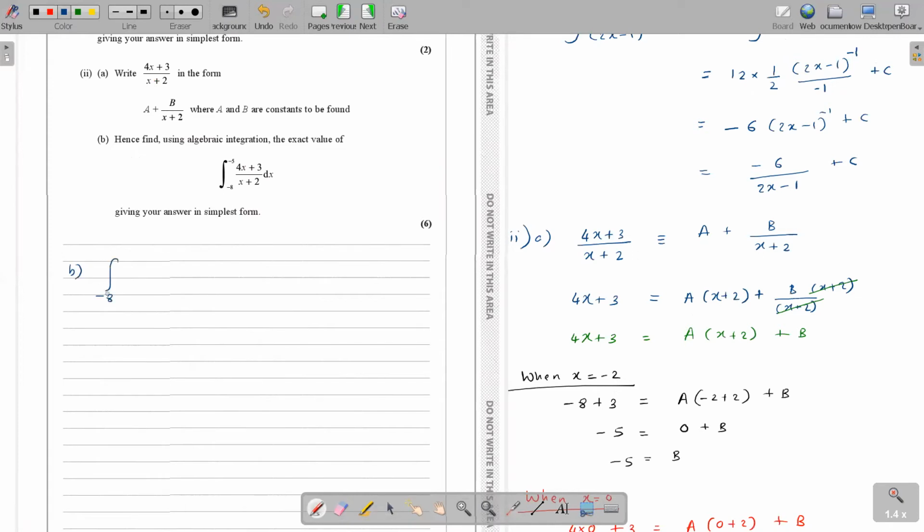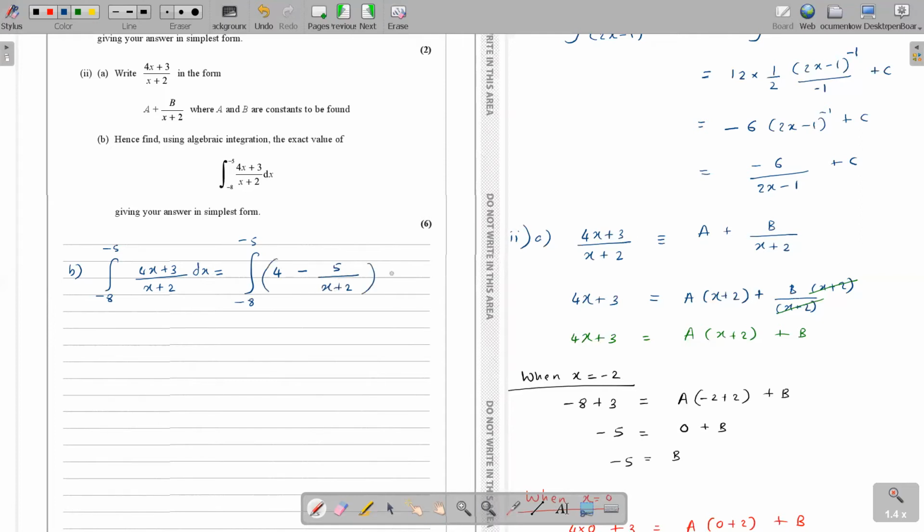So integrating from minus 8 to minus 5, 4x plus 3 over x plus 2. You know that what we have in part A is equivalent to 4 plus minus 5 over x plus 2. So actually plus minus is minus, isn't it?